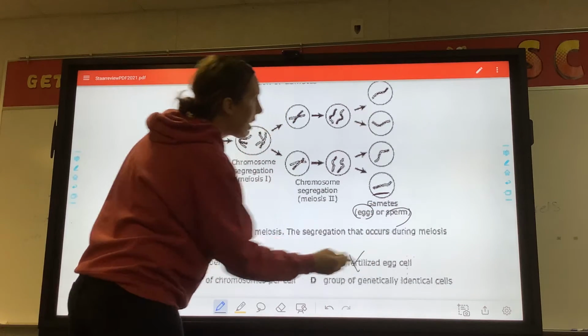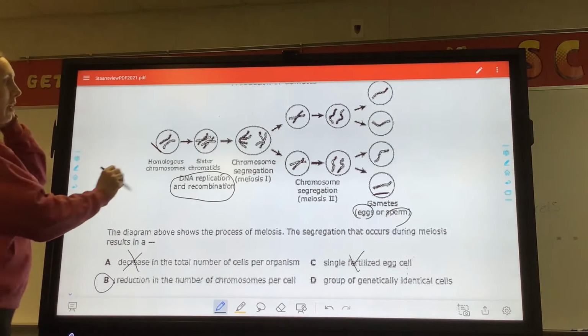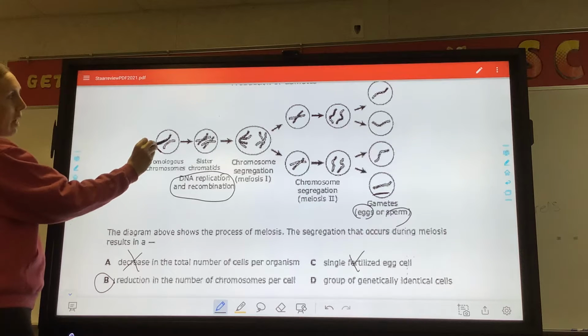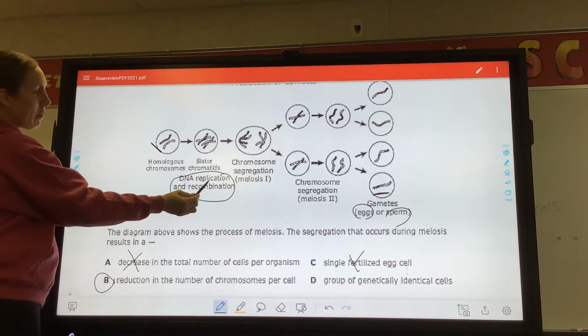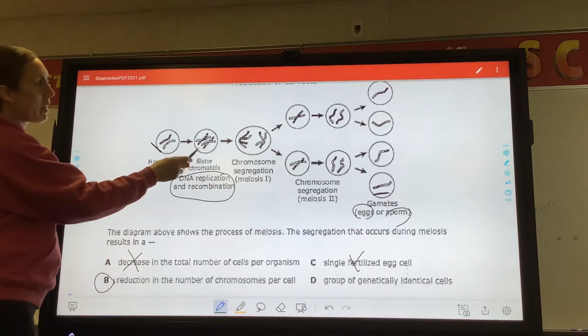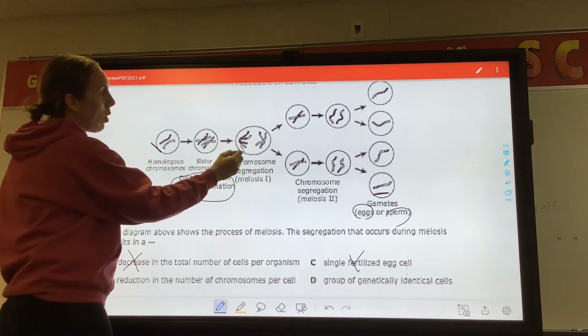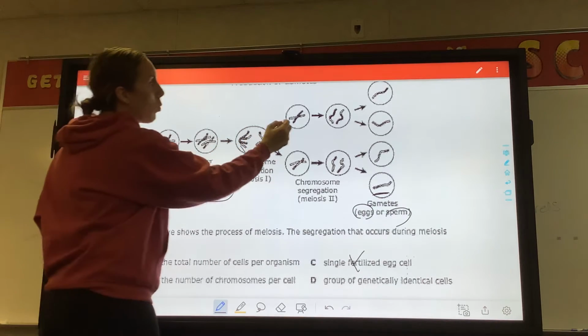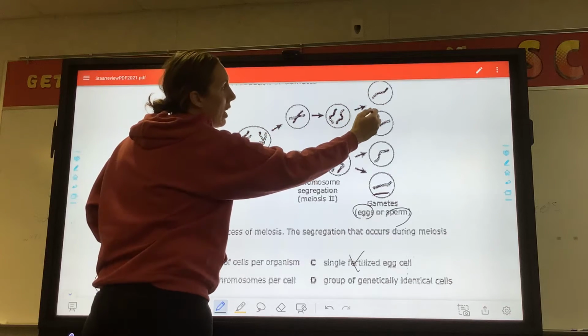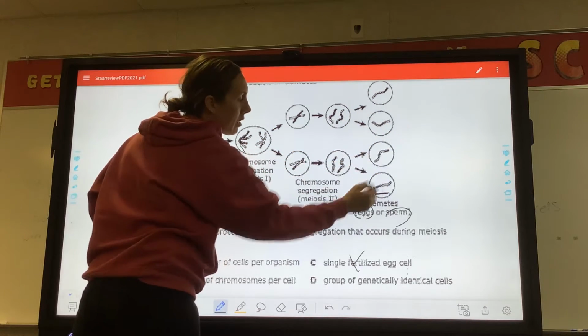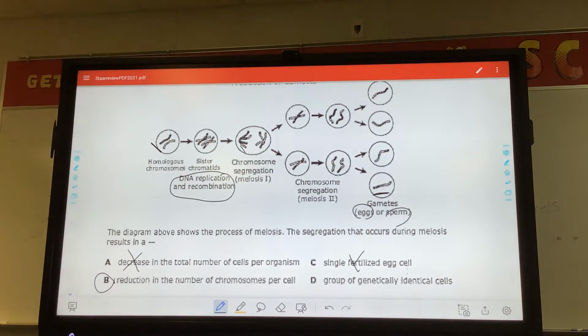A group of genetically identical. Okay, so right here you have a black, then a white. Then you have DNA replication and recombination, so they're recombining. Look at it, you see some white legs with the black, white and black, black with white, white with black, okay? They're not genetically identical.